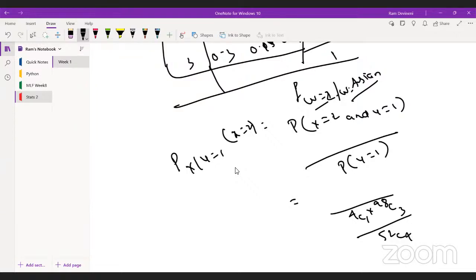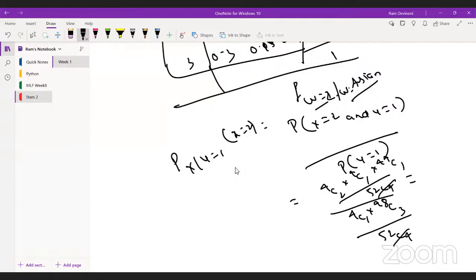And the probability for x equals 2 and y equals 1 is 4c2 multiplied by 4c1 multiplied by 44c1 divided by 52c4, right? These two get cancelled out. This is what you get.